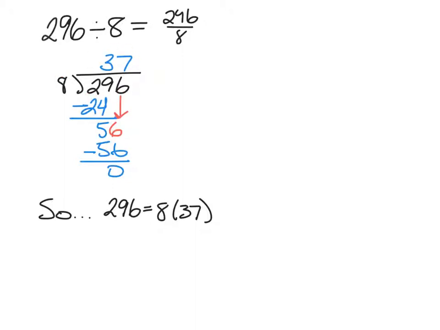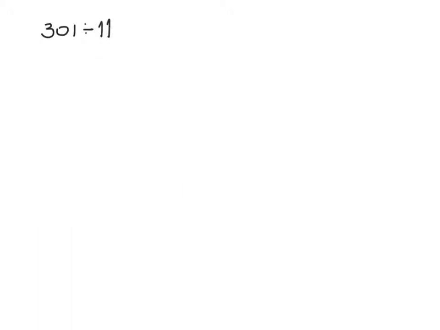So let's try it again with some more numbers. This time, take 301 divided by 11. Thinking about that as a fraction, that would be 301 over 11. So the denominator is on the outside and the numerator is on the inside. Now, ask yourself, how many times does 11 go into 30? And that would be twice. 2 times 11 is 22. And when we subtract, we're left with 8.